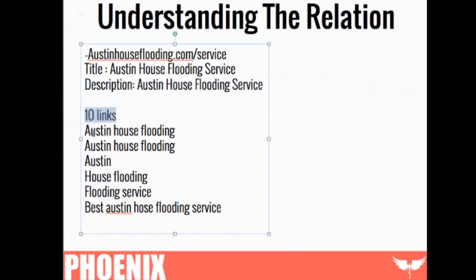If we go out there and build just 10 links, and this is the anchor text for those links: Austin house flooding, house flooding, flooding service, best Austin house flooding. I'm going to put house flooding right there. It's going to cause a penalty real quick. And if those don't, it's going to come. All right, the penalty is coming if you follow that type of pattern.